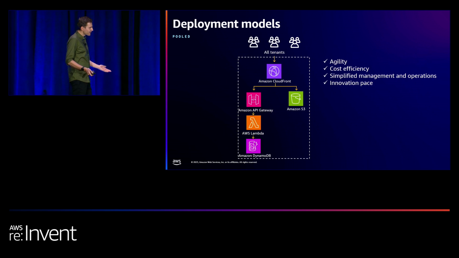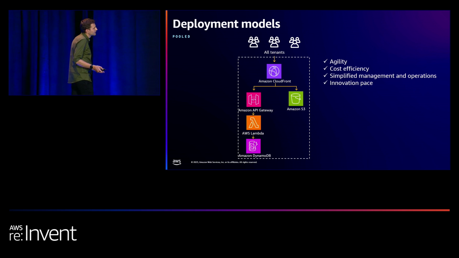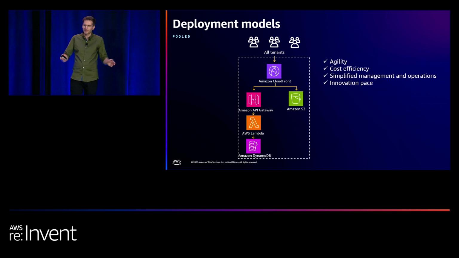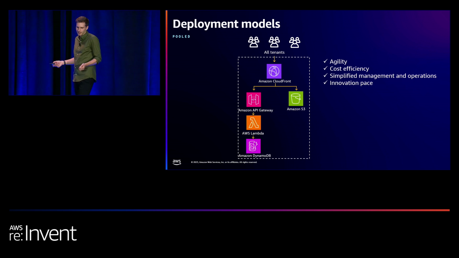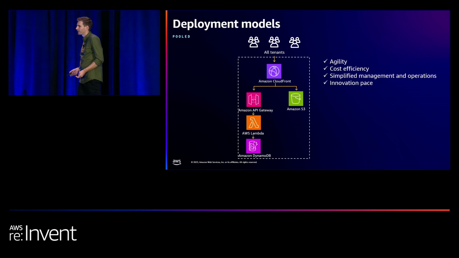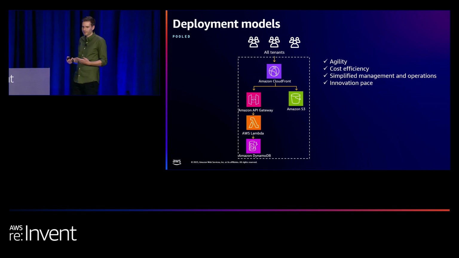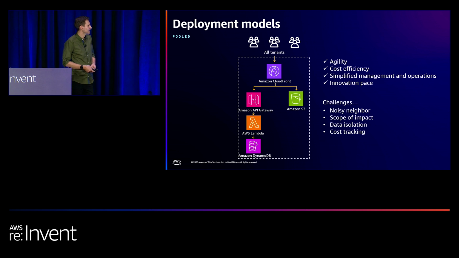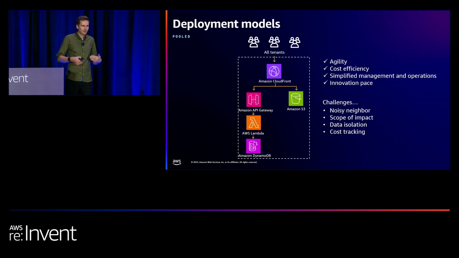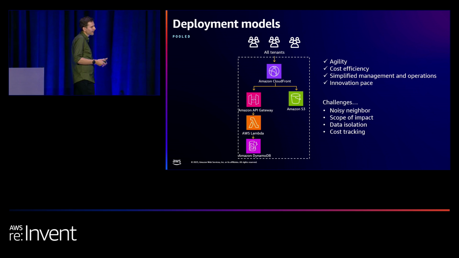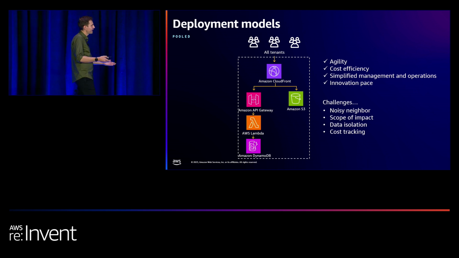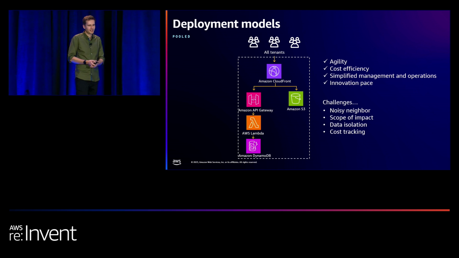So for today, we're going to focus on the pooled model, where all tenants share the same set of resources. This gives us greater agility, a simplified management approach as well, but it does come with some trade-offs, some challenges. Everything is a trade-off. For example, how do we stop one tenant impacting another tenant's experience, a noisy neighbor? How do we isolate data to make sure one tenant doesn't access another tenant's data unintentionally?